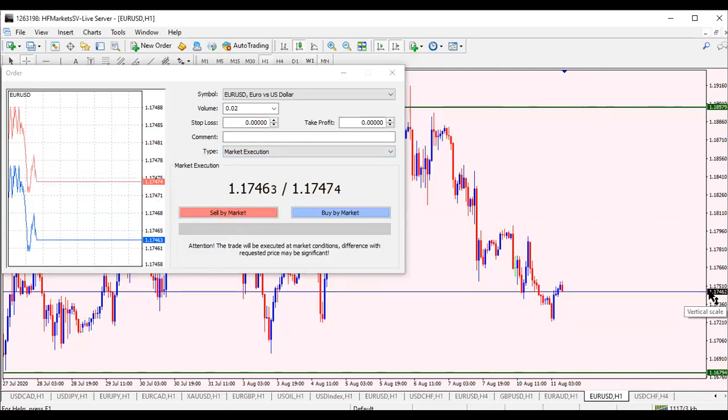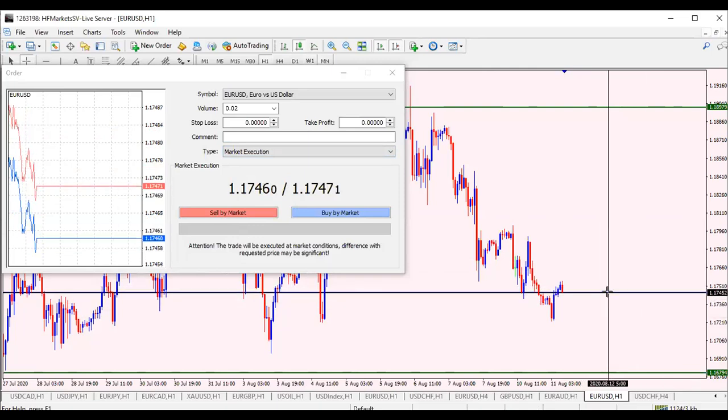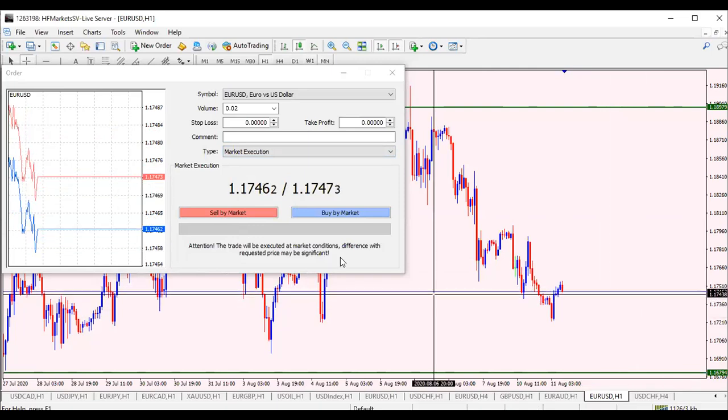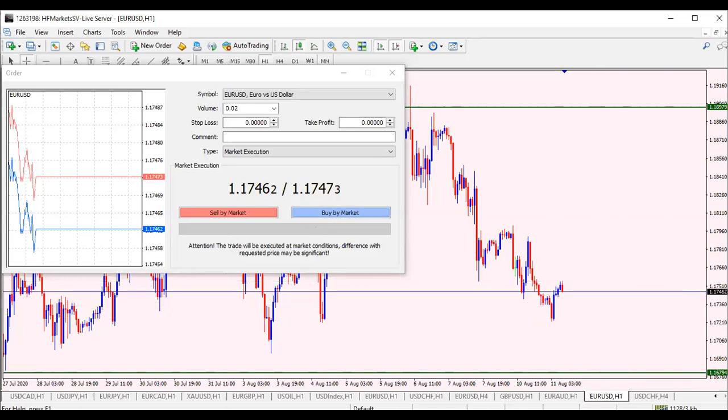It is also known as instant execution. Look at the price. He starts selling from this spot immediately. And if you want to buy, you start buying at that same spot. It is the price of the market. That is market execution.